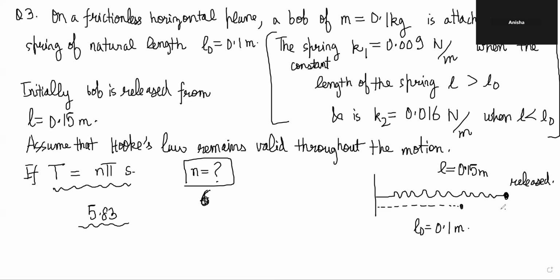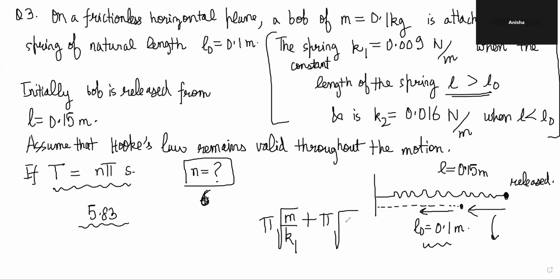Basically, in this portion, the spring constant is different, right? When L is greater than L naught, and after that it gets compressed, at that time the spring constant is different. But each of the portions is basically a half period. So you do pi root over m by k1, and similarly pi root over m by k2. So these will be the times that will be added and you will get 5.83, right? Okay, fine.